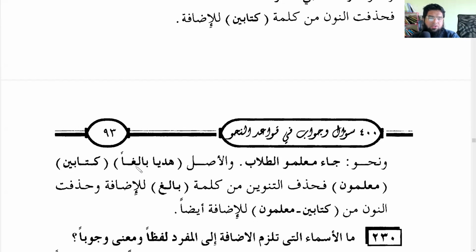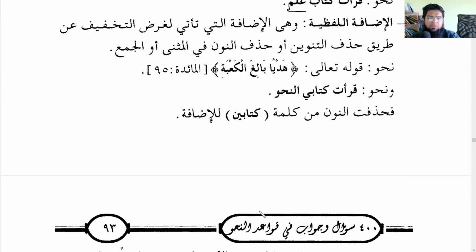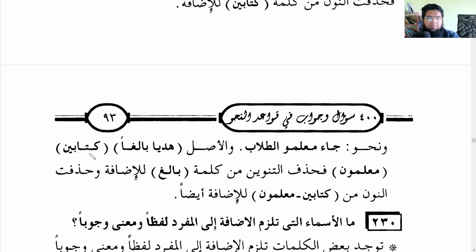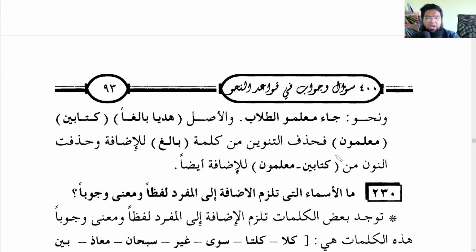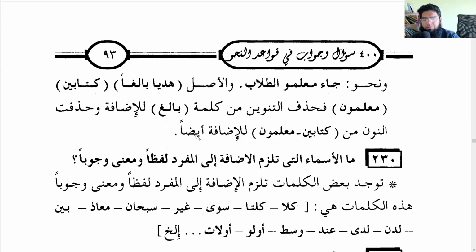An animal which reaches the Kaaba. You can say al-Kaabata also. And كتابين and معلمون. فحذف التنوين من كلمة بالغا. So he says the only reason is the deletion of tanween as well as deleting of noon in ani and una, in duals and plurals. للإضافة وحذفت نون من كتابين ومعلمو للإضافة أيضا.